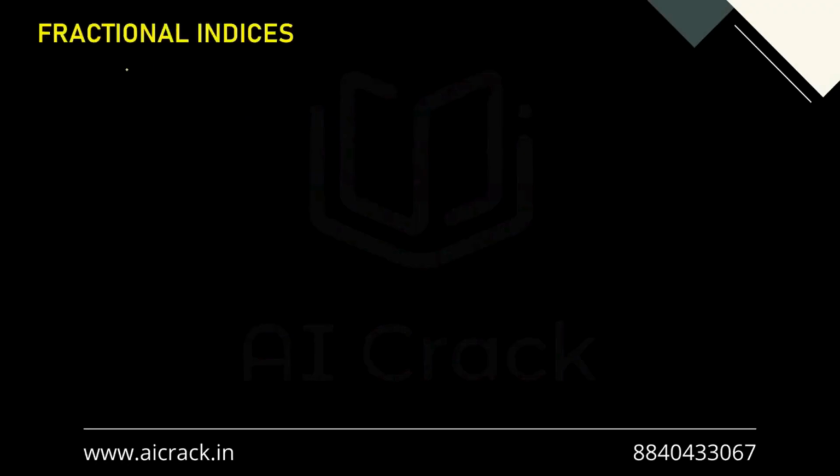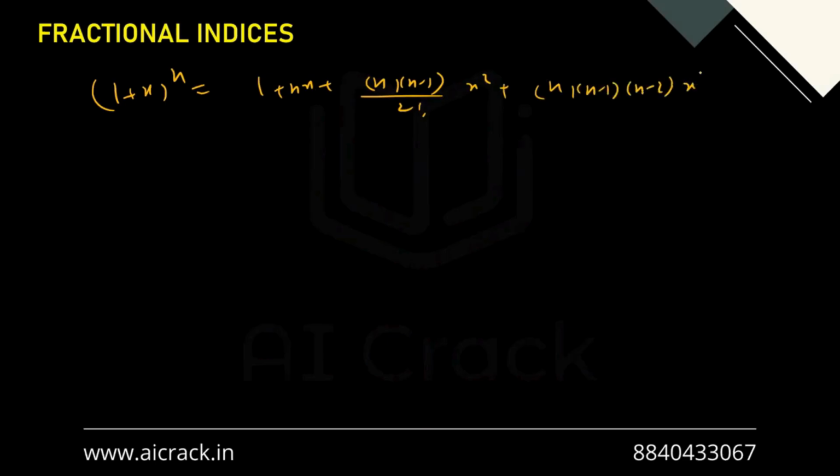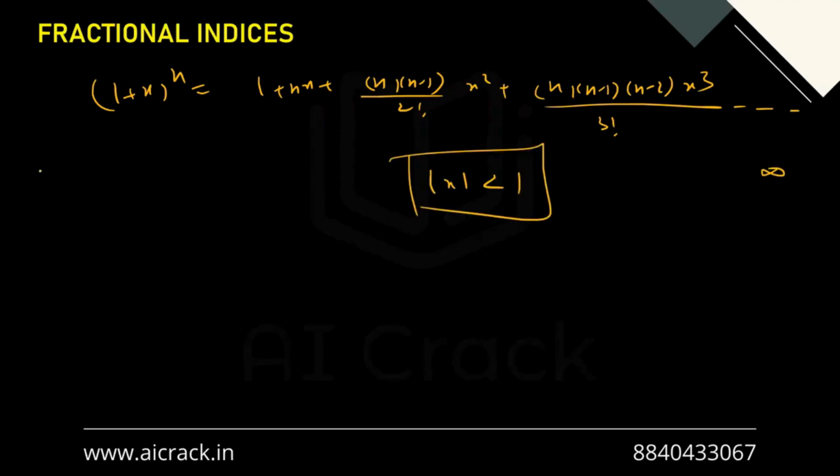Now let us generalize it for the fraction indices as well. So (1 + x)^n = 1 + nx + n(n - 1)/2! x^2 + n(n - 1)(n - 2)/3! x^3 till infinity, for |x| ≤ 1. So this is the generic formula for both fractional as well as negative indices, right? And for positive, we already know that.